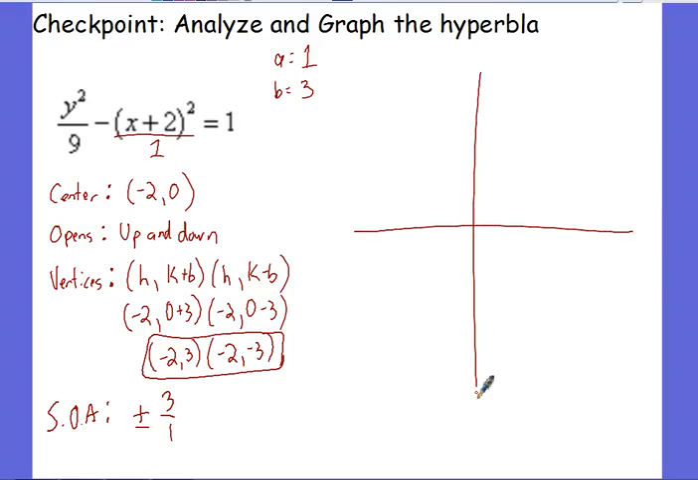All right, so here we go. Let's see if we can sketch this bad boy. Let me just count. 1, 2, 3, 4, 5, 6, 7, 8, 9, 10. Close enough. All right, so what do I graph first? The center. And according to this, where's my center? So right there. Okay, now what?